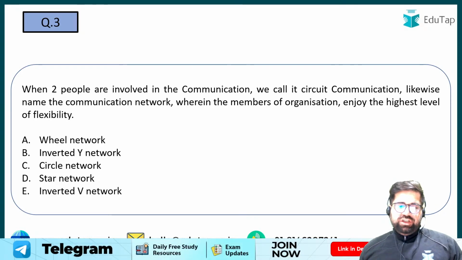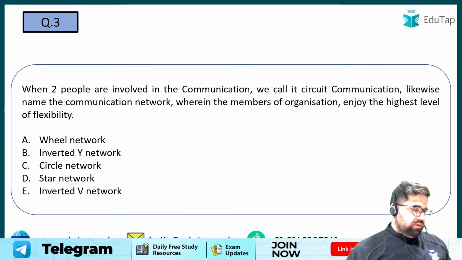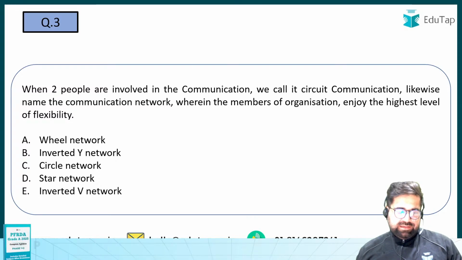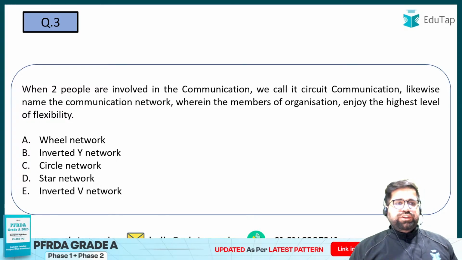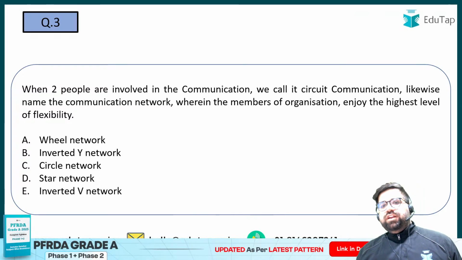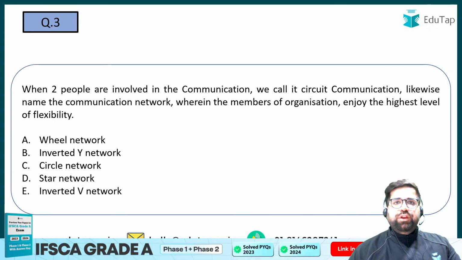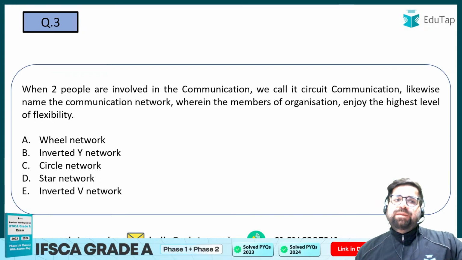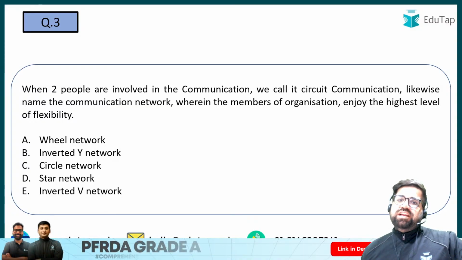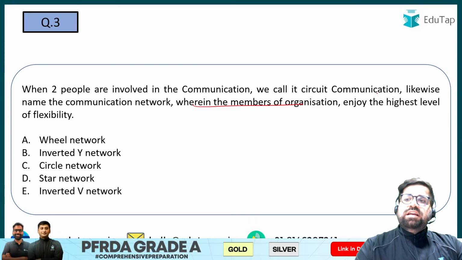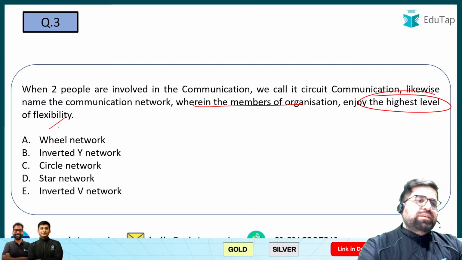Now let's come to question number 3. Is class is life? Yes, the class is life. Question number 2. When two people are involved in communication, we call it a circuit communication. Likewise, name the communication network wherein all the members enjoy the highest level of flexibility.